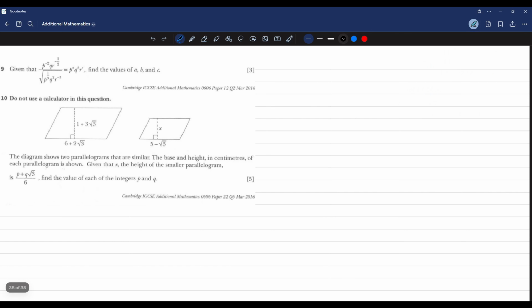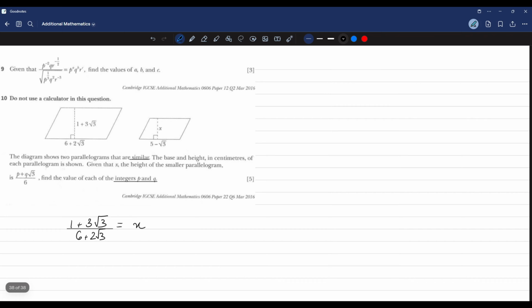So we can simply use the ratio to find the values of p and q, which are the integers here. Okay, so I'm going to compare the height. So 1 plus 3 under root 3 divided by 6 plus 2 under root 3. This is the base and the height, which gives us the values for the ratios. For the other side, I'm going to write the corresponding side, which is 1 plus 3 under root 3 of the similar parallelogram, because you can't use this for every single parallelogram, only for those that are similar.